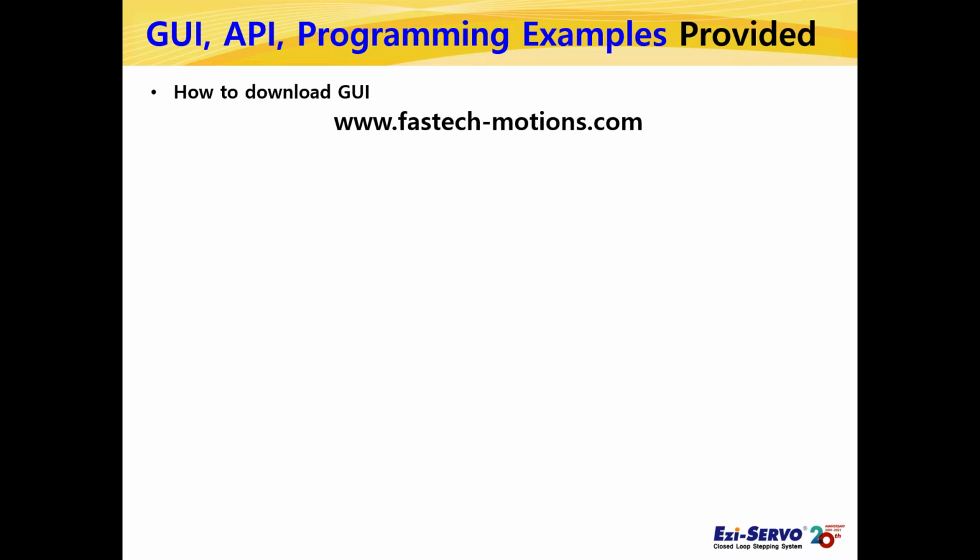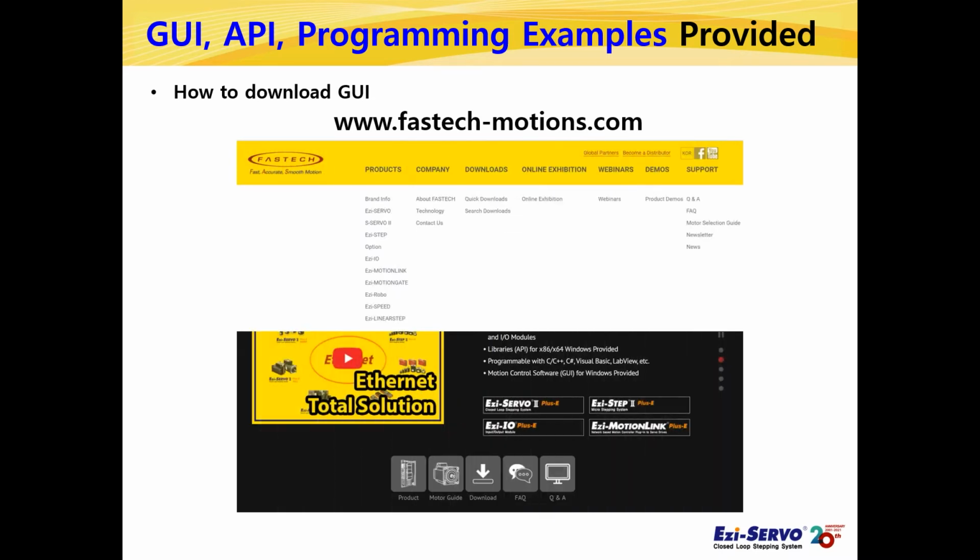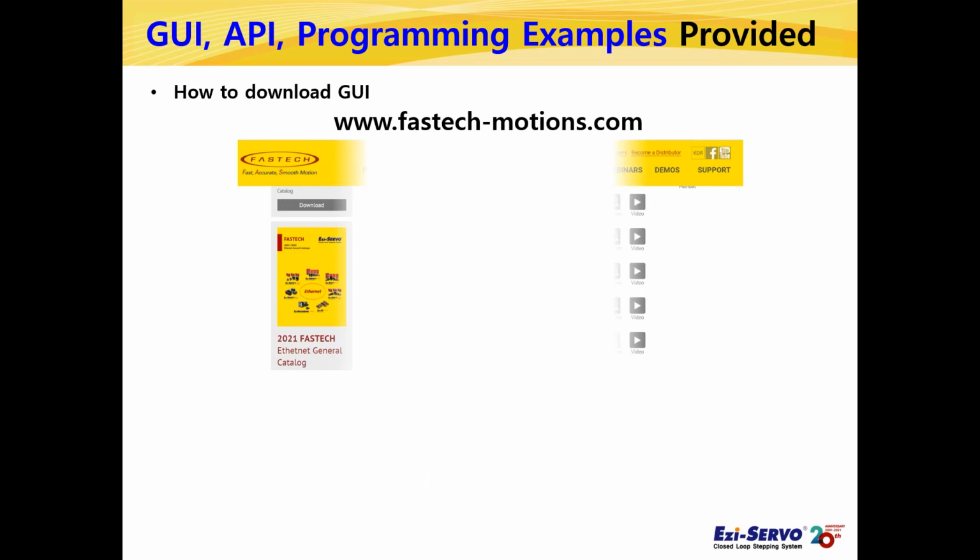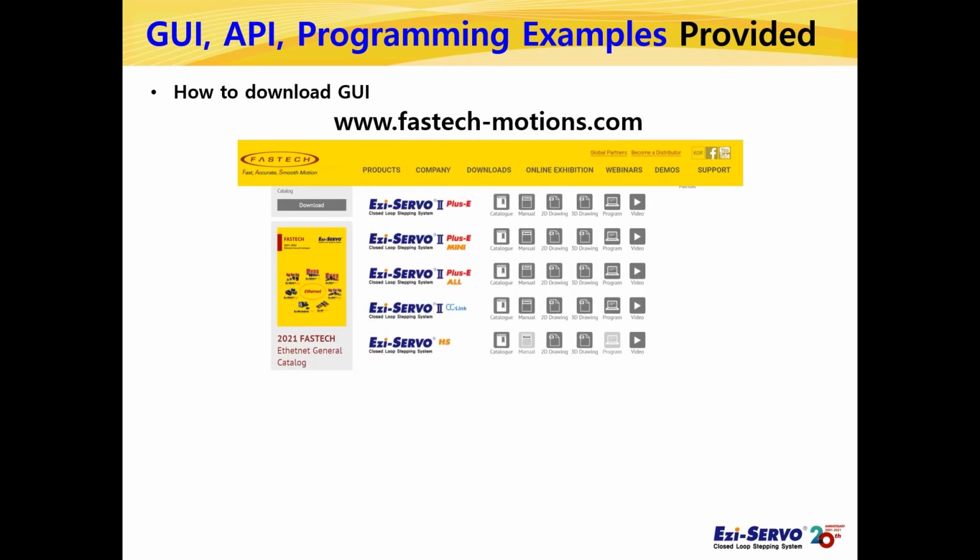If you access the following address and place the mouse pointer on the Download tab of the homepage, the item called Quick Download appears. Click on the item to display the product list. You can download the GUI software by clicking the Program button of the Ezi-SERVO Plus-E MINI product among the products in the list. You can also download the same software by clicking the Program button for other Ethernet products.